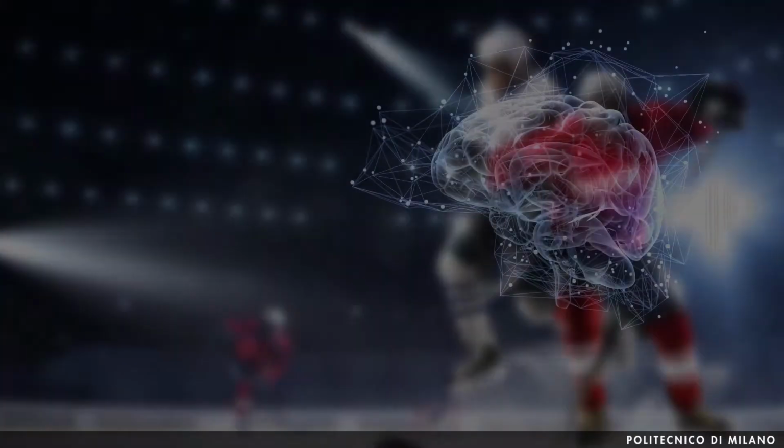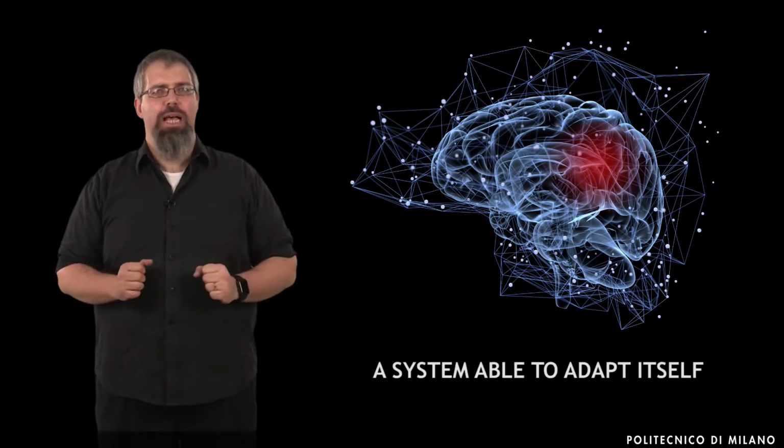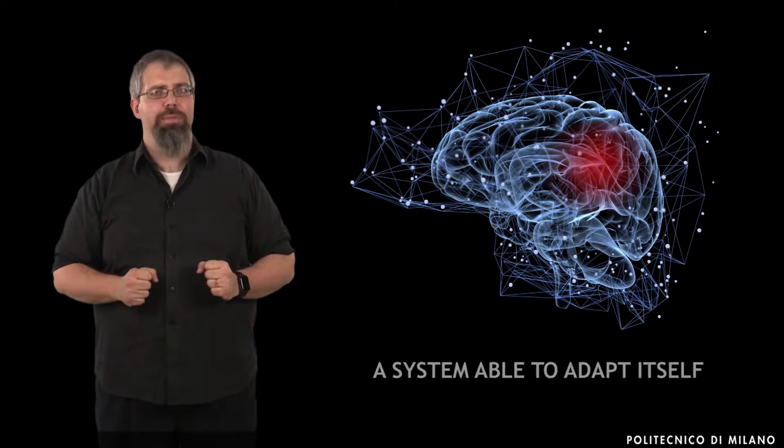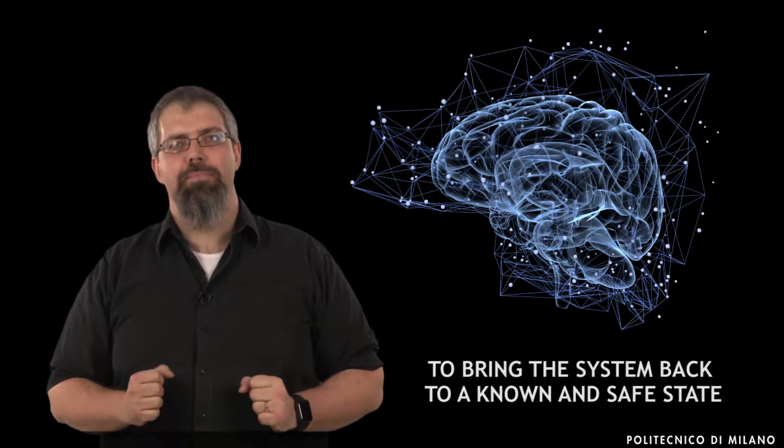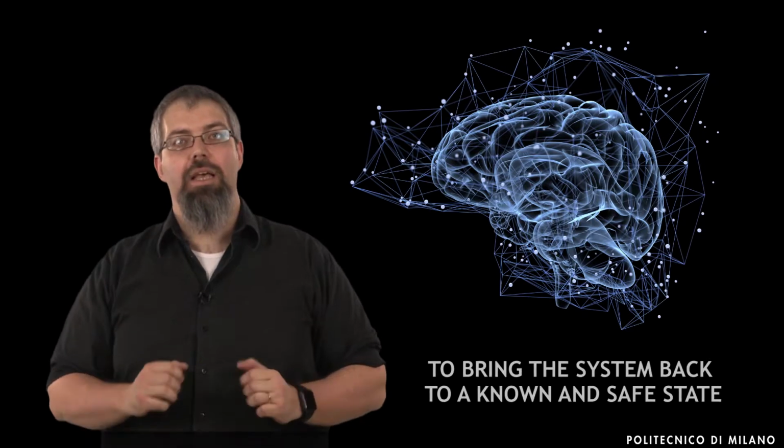As we have seen, hockey and recovery from damages gave us the chance to move a little bit forward in trying to understand why we may be interested in looking into runtime reconfiguration. As in the hockey case, we may be interested in having a system able to adapt itself after the chip has been fabbed, to deal with faults, to try to take advantage of the reconfiguration to recover from damages. Within this context, as an example, reconfiguration can be used to bring the system back to a known and safe state whenever a fault is going to be detected.